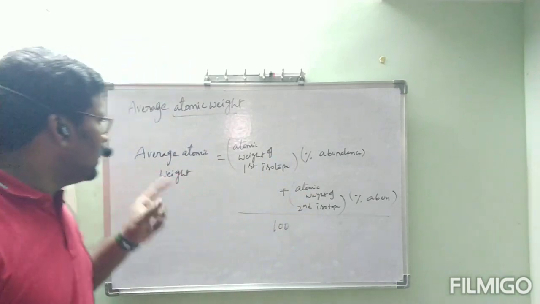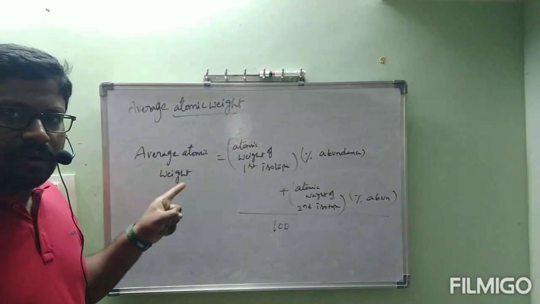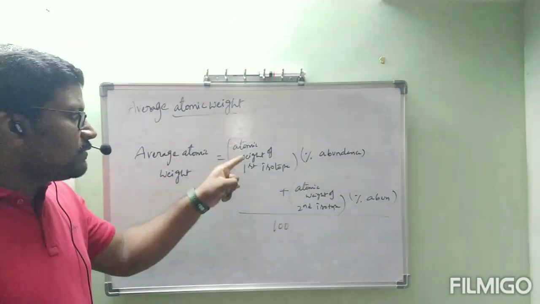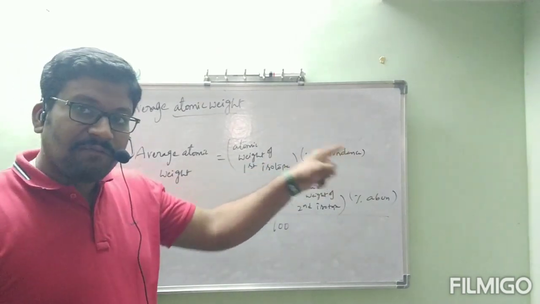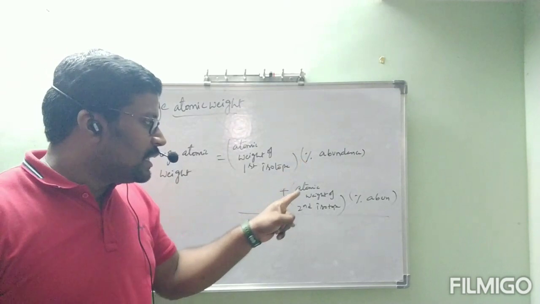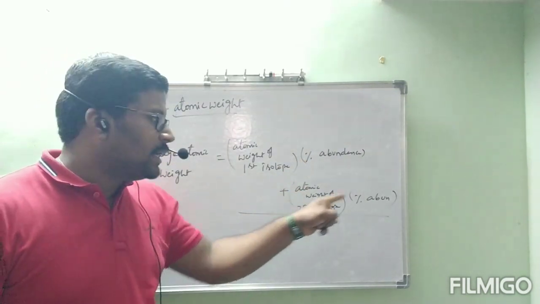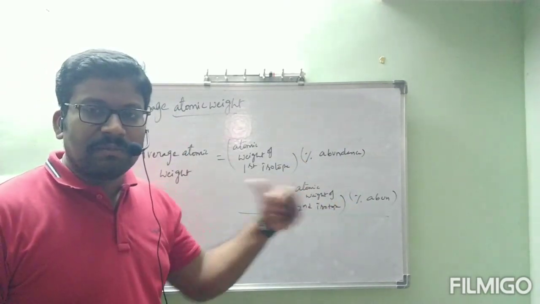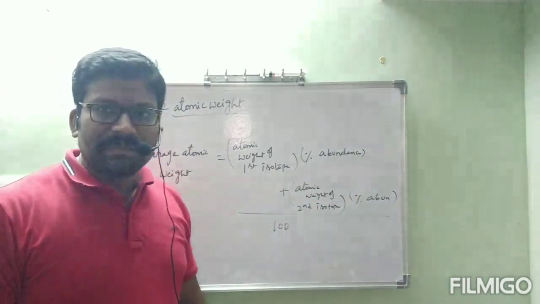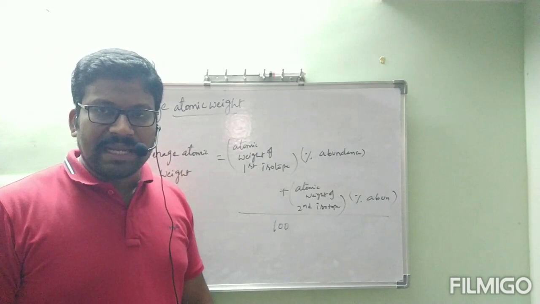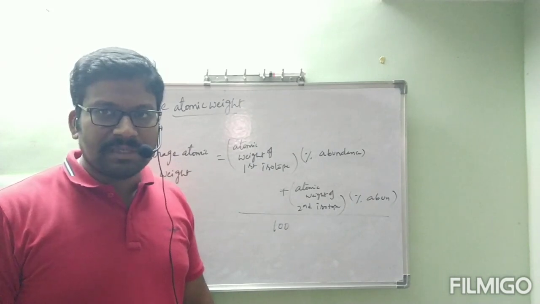Now, average atomic weight is equal to, what is the formula? Atomic weight of first isotope into percentage abundance of first isotope, plus atomic weight of second isotope into percentage abundance of second isotope, whole divided by 100. Let us see what about this percentage abundance. By taking the example of chlorine, you will understand. Let us consider.